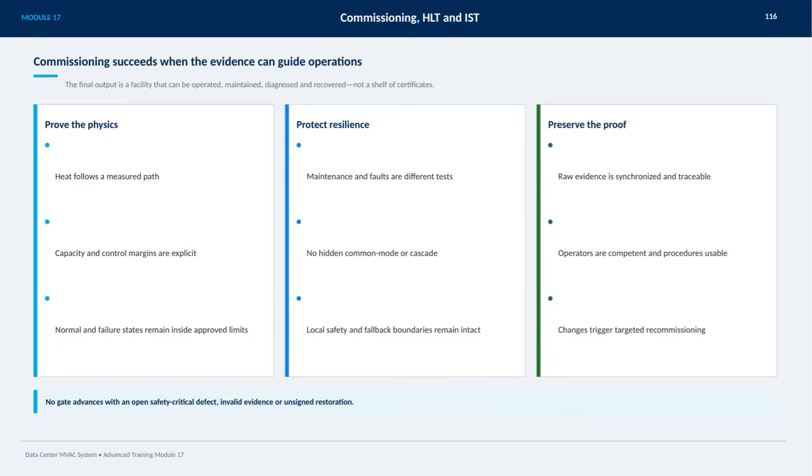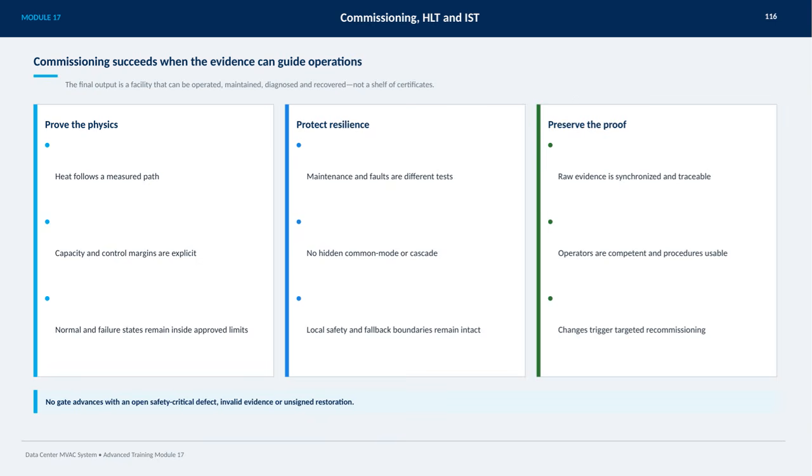Commissioning truly succeeds when the evidence can guide operations. It's not just about collecting certificates and checklists. The ultimate goal is to deliver a facility that can be reliably operated, maintained, diagnosed, and recovered throughout its life cycle. First, we need to prove the physics, ensuring that heat follows a measured path, that capacity and control margins are clear and explicit, and that both normal and failure states stay within approved limits.